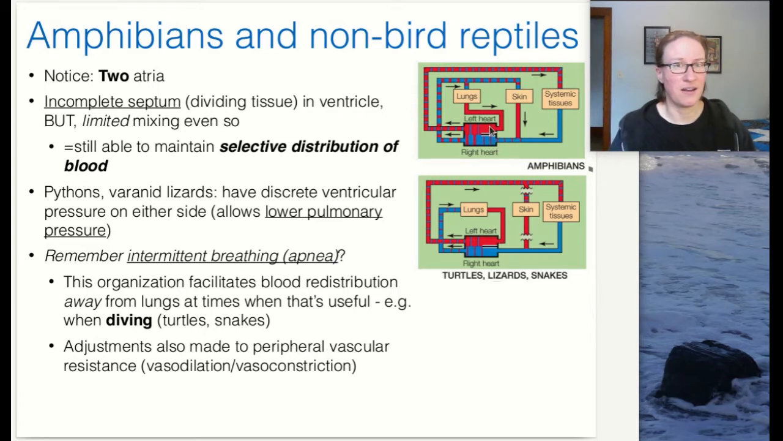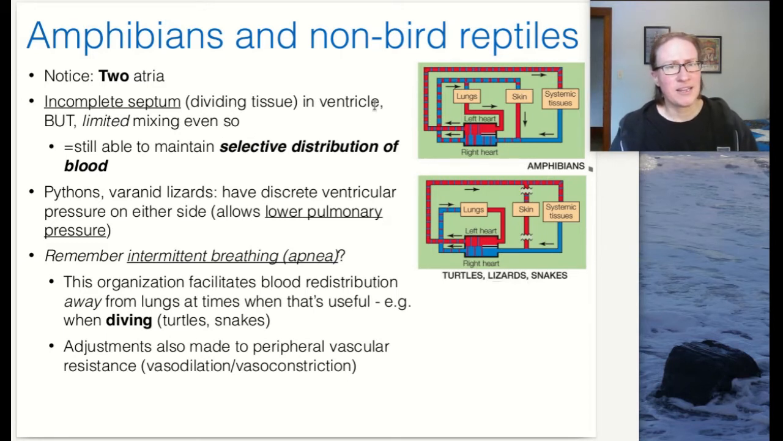In the amphibians, notice that the left and right heart, the organization's a little bit strange here. We'll deal with that. But here's our two atria in the amphibians, and then here are our two atria in the turtles, lizards, and snakes. So more simply put, these groups have what we'd refer to as three-chambered hearts instead of two-chambered hearts or four-chambered hearts that we've already seen.